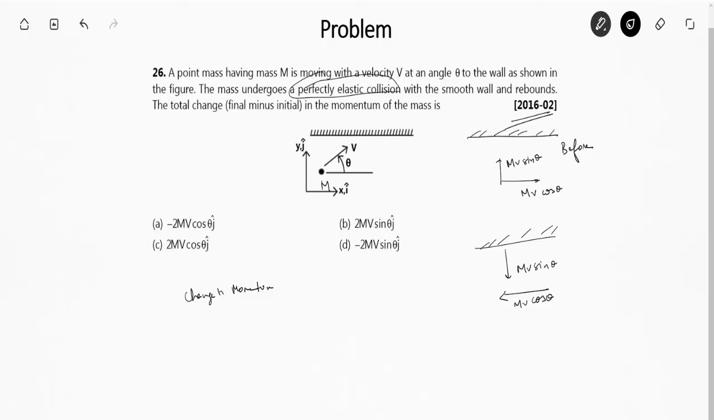If you look at the figure, final is minus mv sin theta j cap, because this is the direction, minus initial, which is in the plus direction. I am taking this as plus j, so minus mv sin theta j cap, which gives minus 2 mv sin theta j cap. So friends, this is the right answer, option D is the right answer, that is minus 2 mv sin theta j cap.